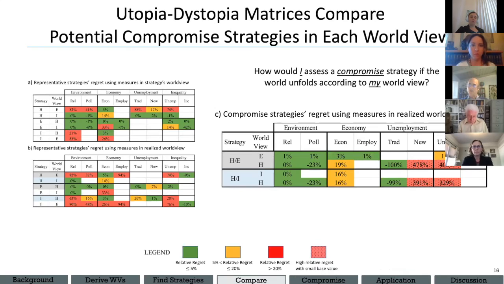And now we can go back to the utopia-dystopia matrix. The old ones are on the left, the new ones for the compromise strategies are on the right. The colored lines show the ones that we're lining up. And by and large, the compromise strategies work a lot better than the individual ones. By and large, they do pretty well across most, but not all of the measures. And the speckled red are ones where the percentage is really big, but actually the base was small, so all the numbers are small. So we at least went some steps towards being able to find potential compromise strategies that look good from different worldviews reflected back on the others.